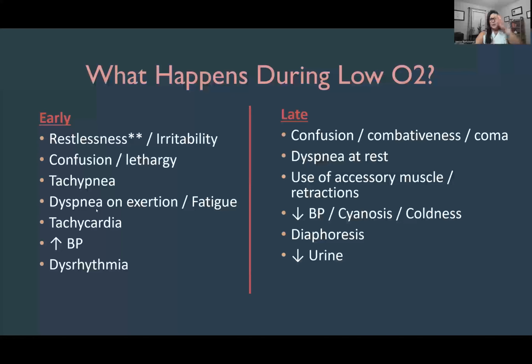Now, late symptoms are maybe you're combative at this point, or you have shortness of breath just while you're at rest, or you're using your accessory muscles and you have retractions, and you can see someone literally gasping for air and huffing and puffing. And then, of course, whenever we don't have oxygen, your organs start deteriorating. So you can have a drop in blood pressure, you can have cyanosis, this blue discoloration on your lips, on your tissues, and so on.